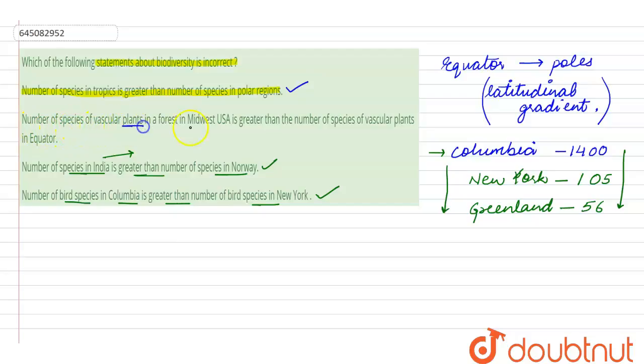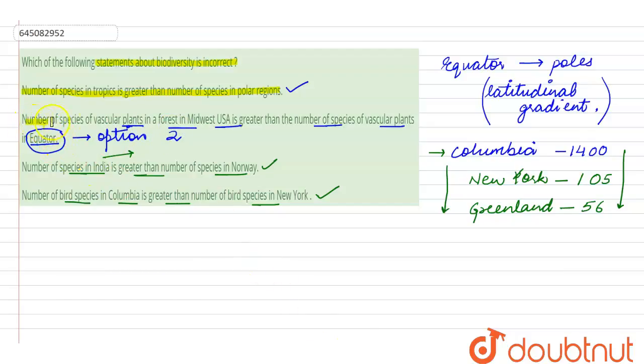Number of species of vascular plants in the forest in the Midwest USA is greater than the number of species of vascular plants in the equator. While we have already talked about this, that the number of species as we move from the equator towards the poles will decrease. So Midwest of USA is away from the equator as compared to the vascular plants which we are talking about here is at equator. So naturally this statement here which is given is the wrong statement. So we can mark option number 2 as the wrong statement here.